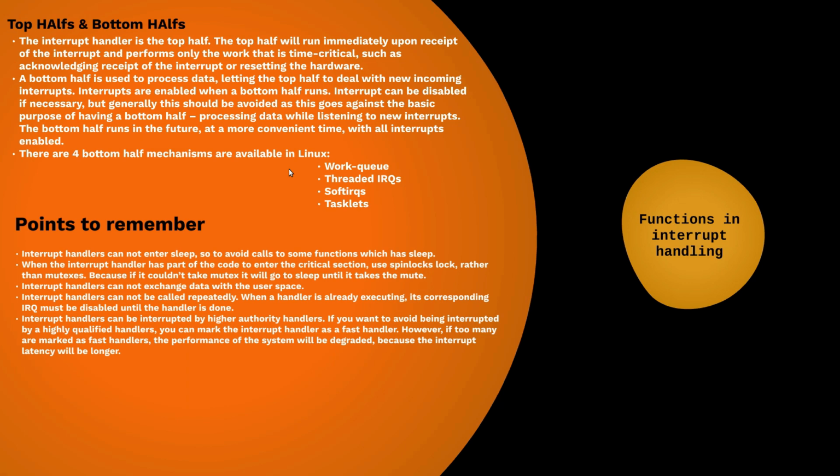There are four bottom half mechanisms available in Linux. First is work queue, then threaded IRQs, then soft IRQs, and last is tasklet.